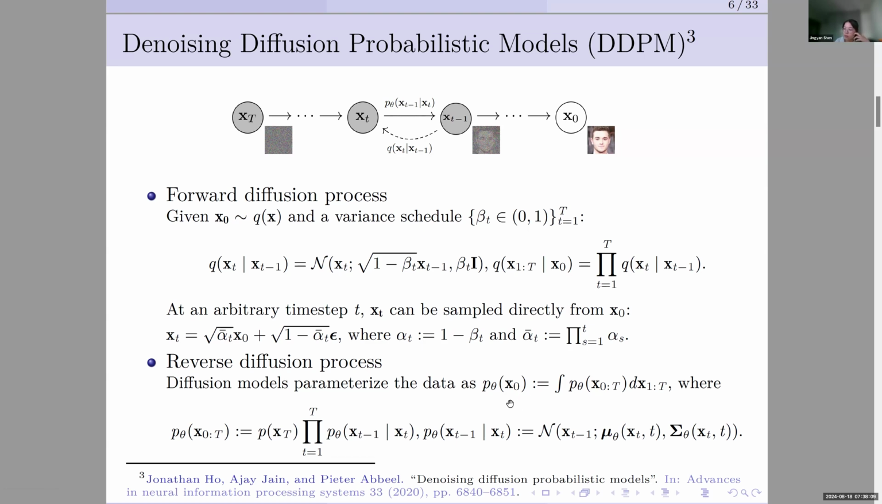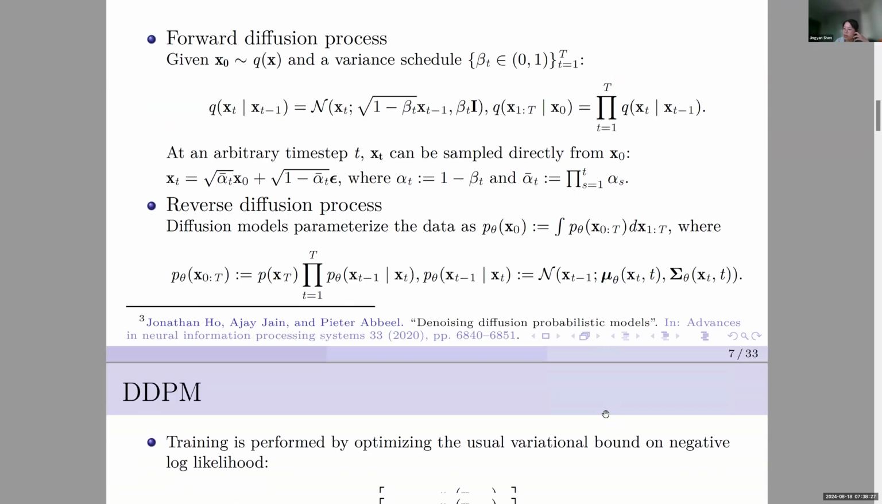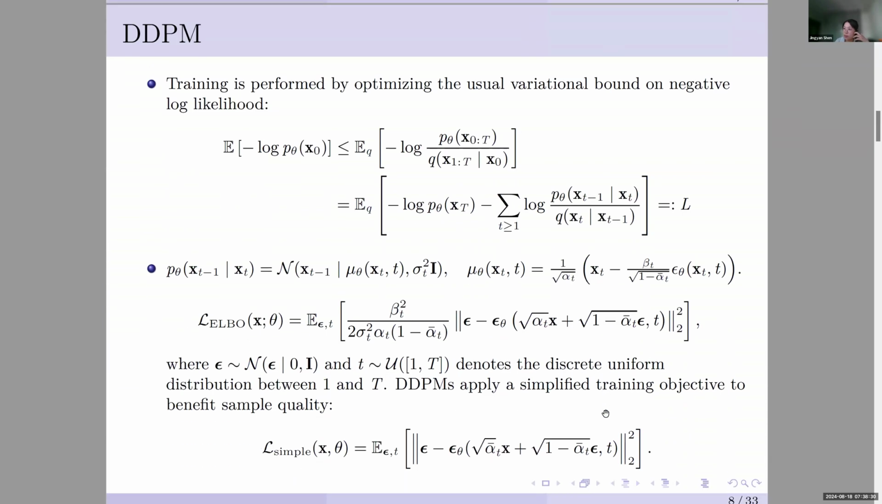And when the variance schedule is small enough, the reverse diffusion process can also be modeled by Gaussian conditionals. And we can parameterize the mean and variance here. Then the model will be trained by optimizing the variational bound on the negative log likelihood function. In the context of DDPM, they set the variance term as an untrained parameter. They only want to parameterize the mean.